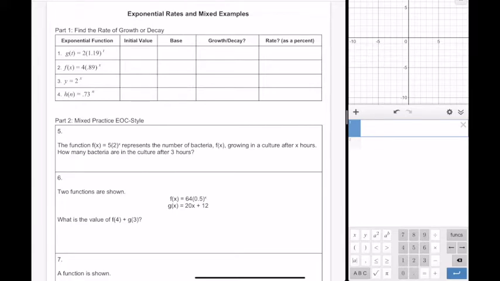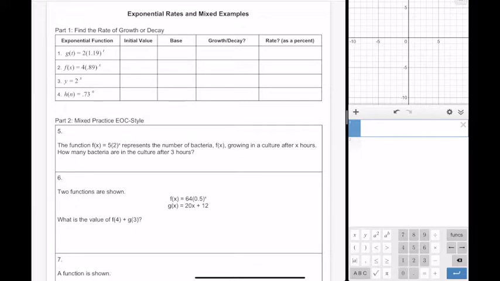In this video, we are talking about finding the rate of growth or decay from exponential functions, and then we're going to do some mixed examples that you might see on an exam. So in the first 4 examples, we are just focusing on finding the rate of growth or the rate of decay.